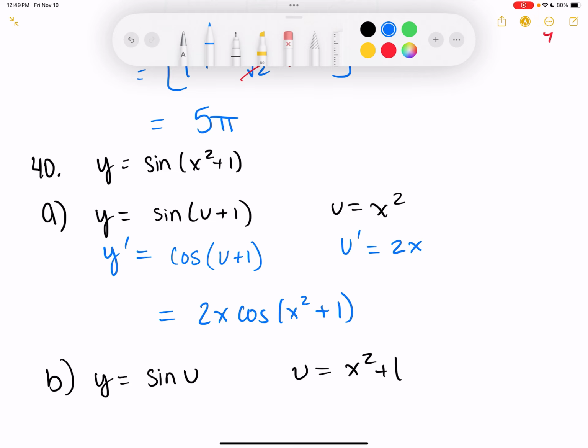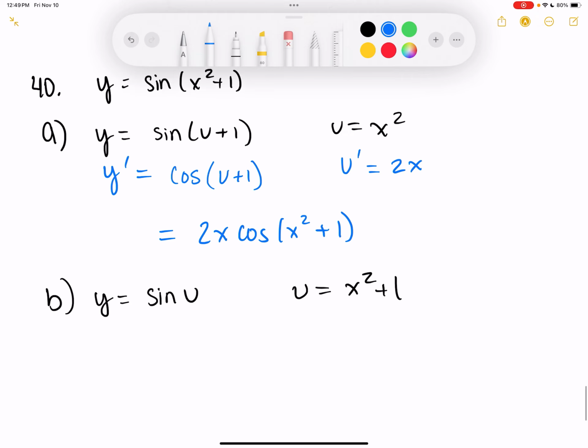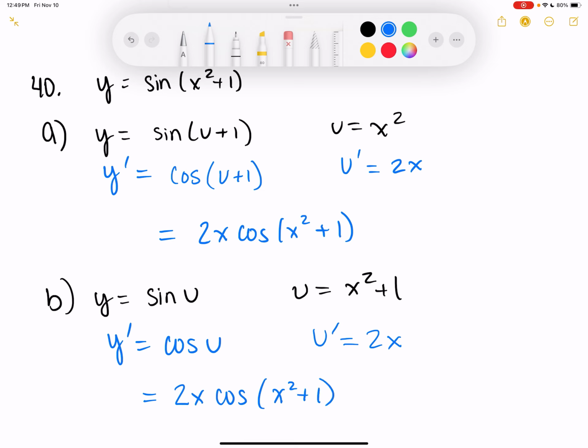It just irritates me. All right, so then part B, y prime is cosine u, derivative of u, 2x, and so then we combine it and replace u with x squared plus 1. We get 2x cosine of x squared plus 1. Wow, they're the same thing. So crazy.